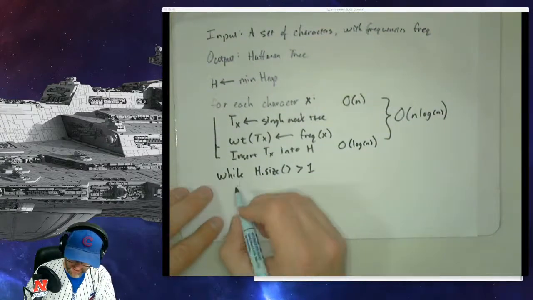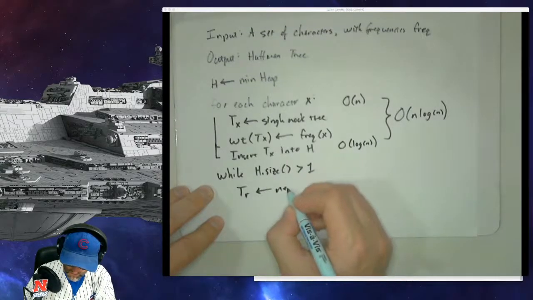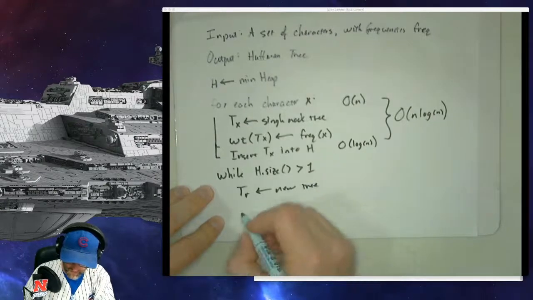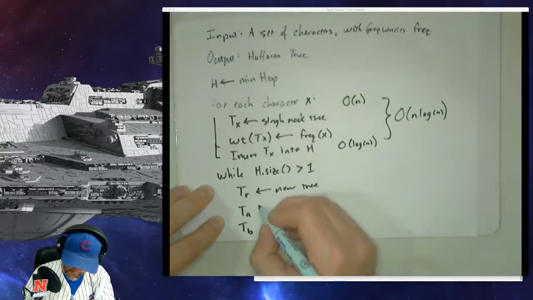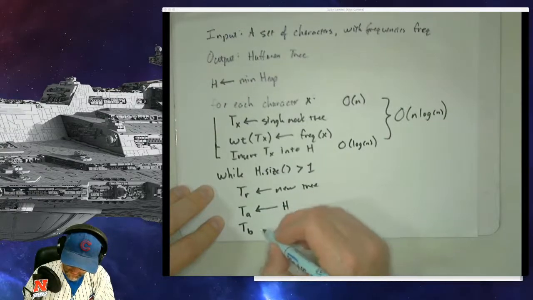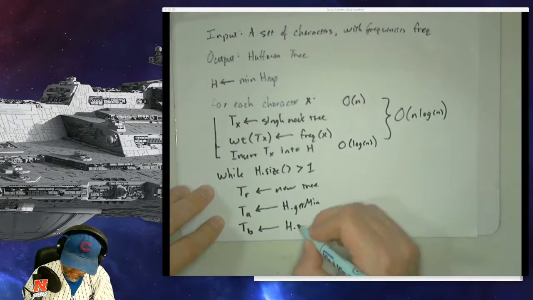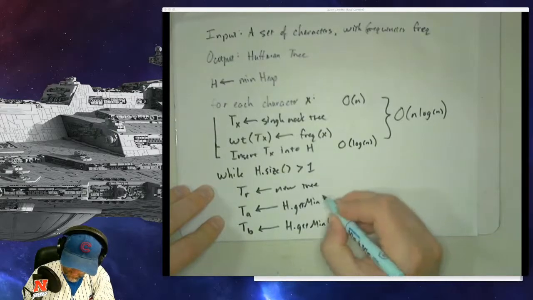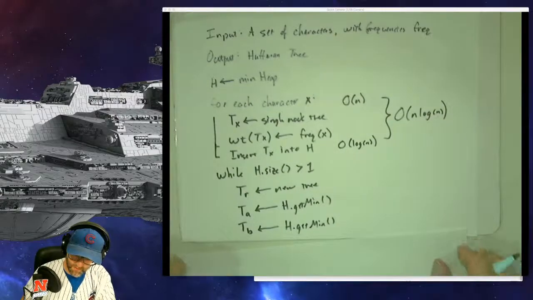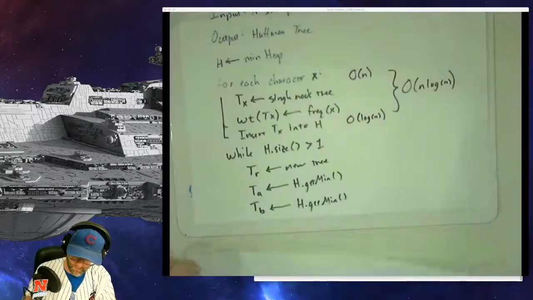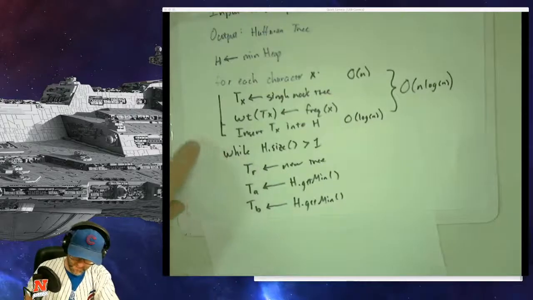Otherwise, what we do is we create a new tree node here. So this is a new tree. And then we pull out the two minimum weighted trees from the heap. Again, weighted. The criteria there is going to be the weight of the tree. So once we've done that, I'll go ahead and do it like this. Give myself some more room.